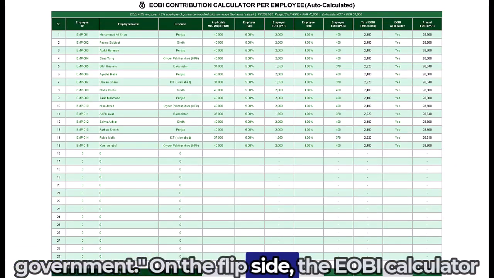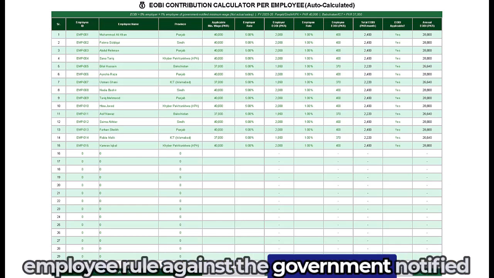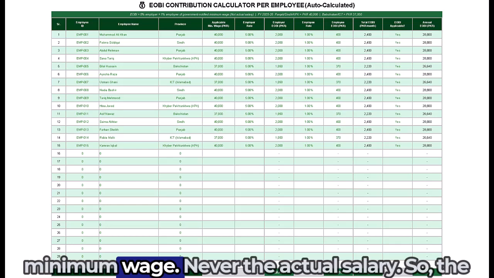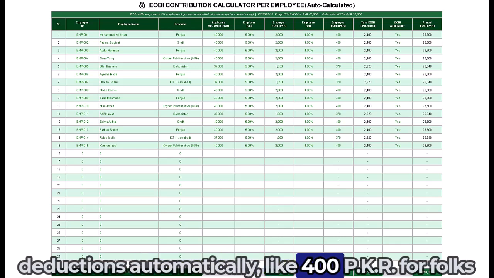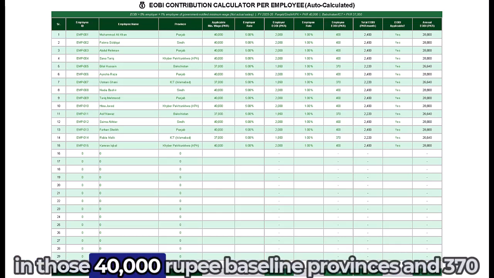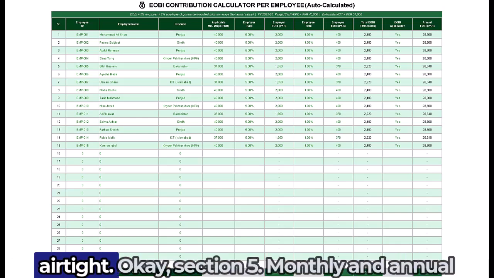On the flip side, the EOBI calculator is super rigid. It applies that 5% employer and 1% employee rule against the government notified minimum wage, never the actual salary. So the engine just generates the exact employee deductions automatically, like 400 PKR for folks in those 40,000 rupee baseline provinces and 370 PKR for the 37,000 rupee ones. The logic is totally airtight.